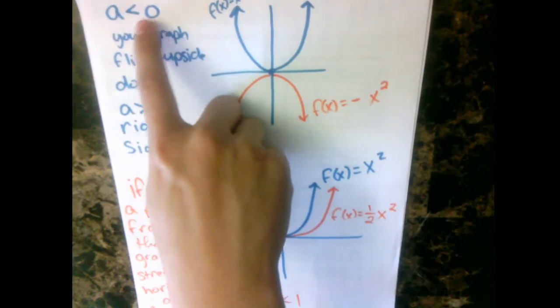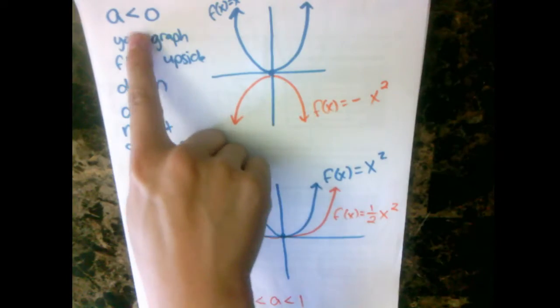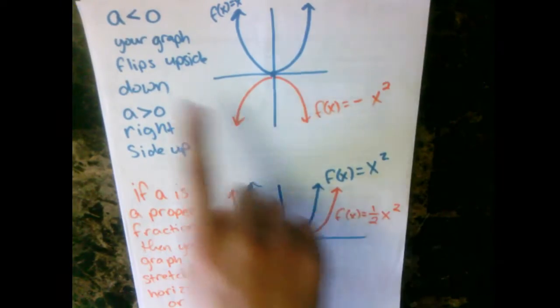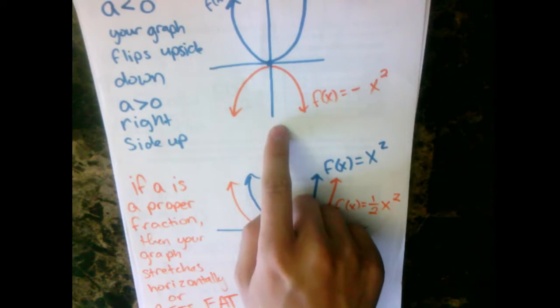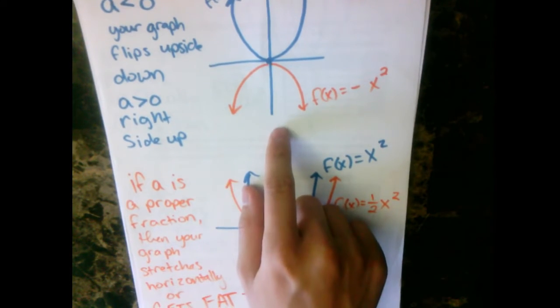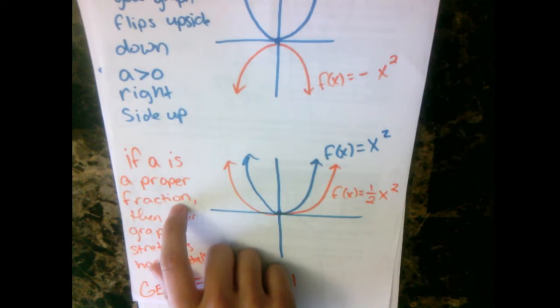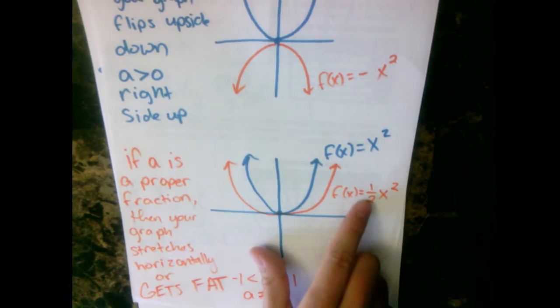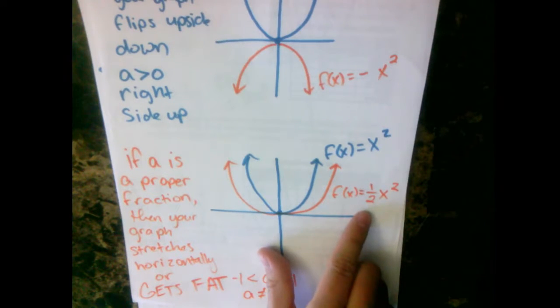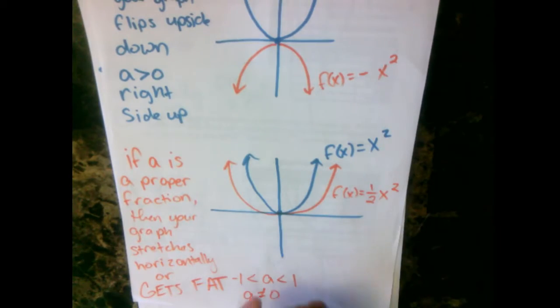So remember your positive a is going to be upwards, your negative a is going to be downwards. Probably should have done this in orange as well, so that was my mistake. But if a is negative, it's downwards. Remember, that's old material. We covered that like a month ago. If a is a proper fraction, it's going to get fatter. That's that orange one. The smaller your fraction, so 1 over 10, 1 over 20, 1 over 100, the fatter and fatter your graph gets.